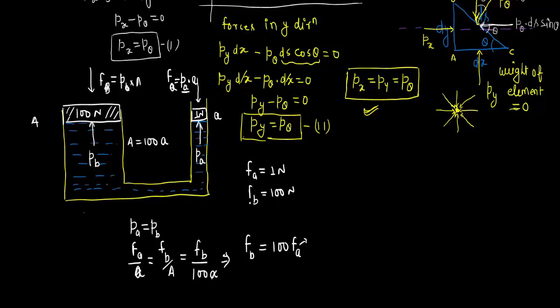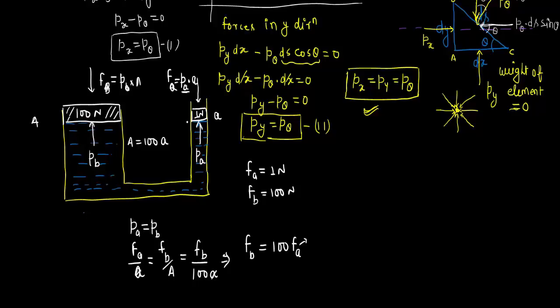Alright, so you can see this equation, that Fb is 100 times Fa. So it means I can balance this 100 Newton force by 1 Newton force here, because the pressure intensity is same here. As the force is 100 Newton, the area is 100, so in that case the pressure intensity is 1, and here the force is 1 Newton, area is small a, that is 1, so the pressure intensity is again 1. So again the pressure intensity remains same.